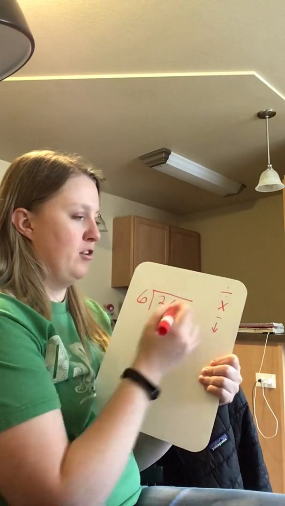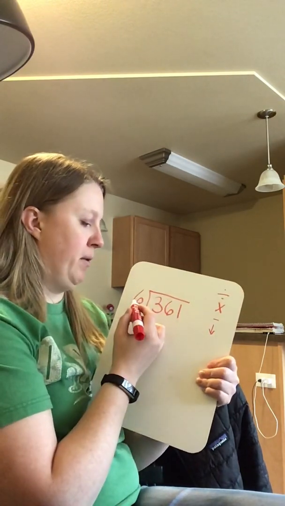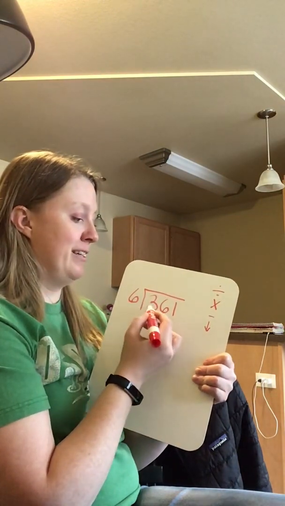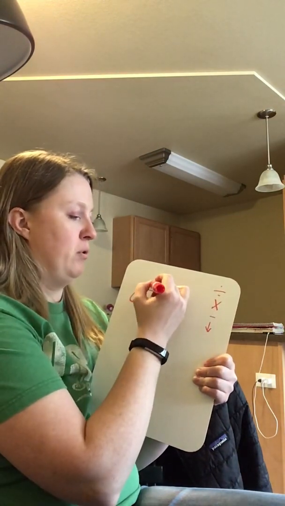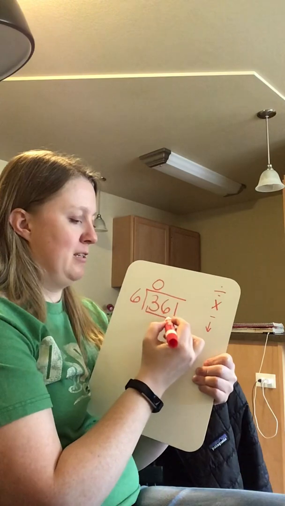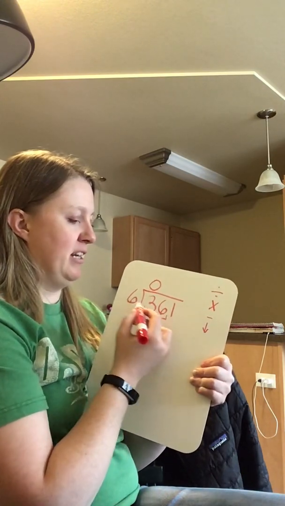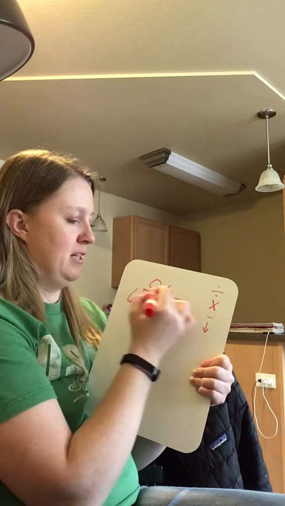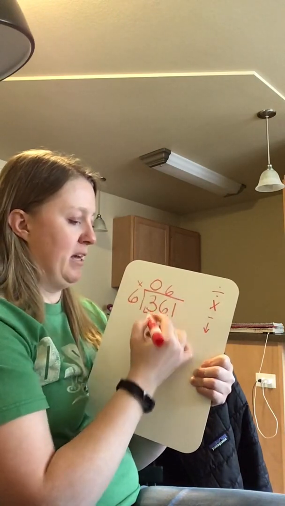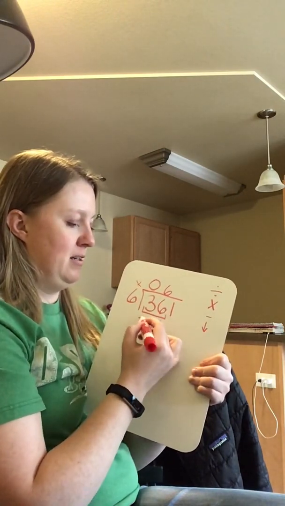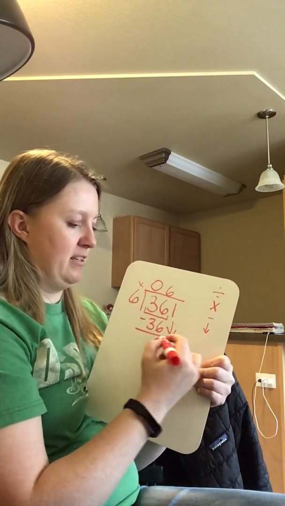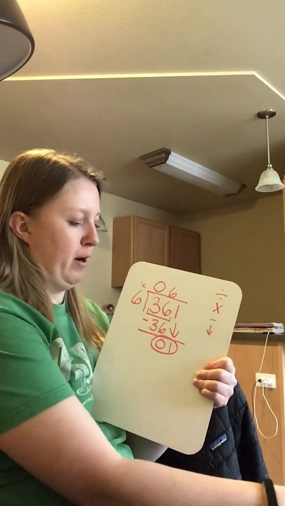Okay, so same steps. How many times can 6 go into 3? Well, it can't, because 6 is bigger than 3. So we put a 0. Expand. How many times can 6 go into 36? It can go in 6 times. 6 times 6 makes 36. Subtract, 0, bring down the next digit, start all over.